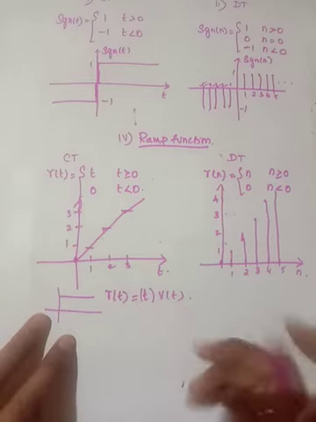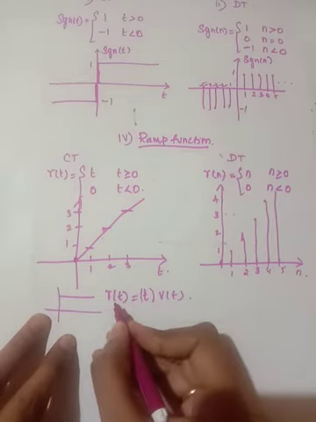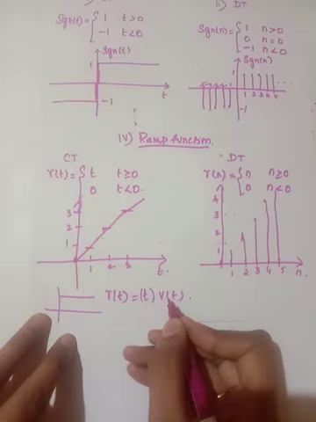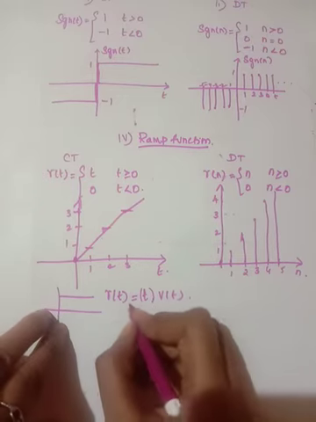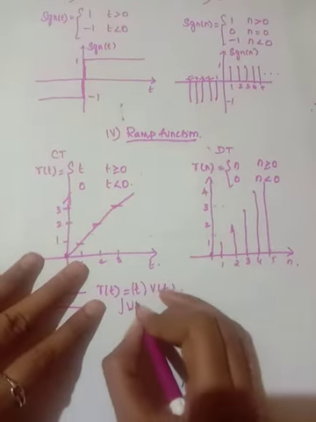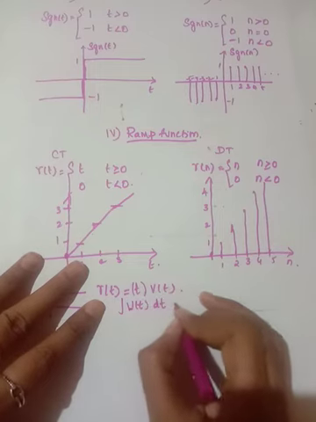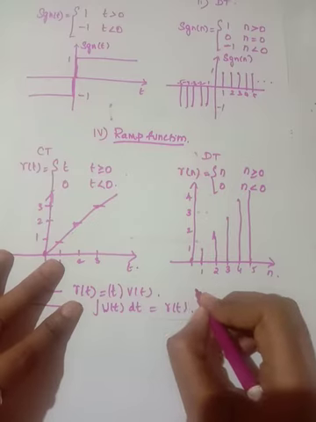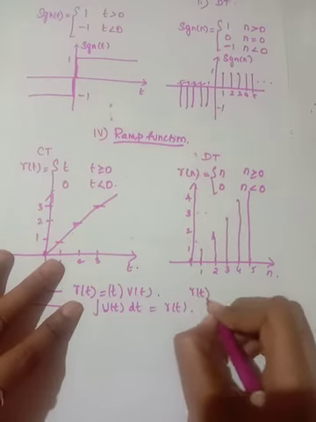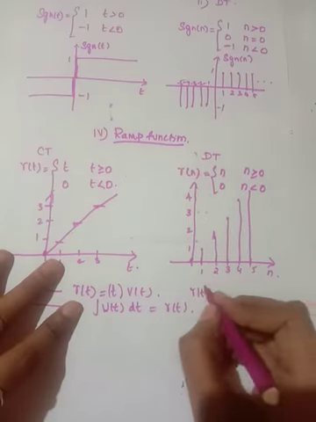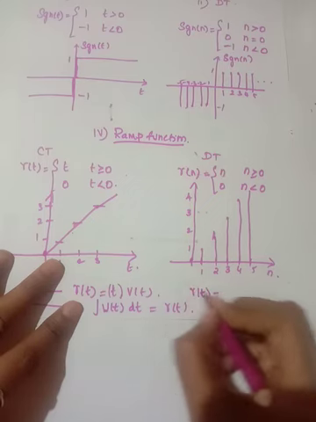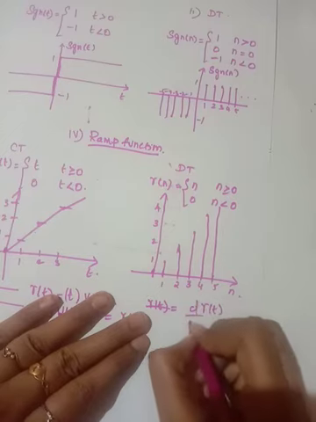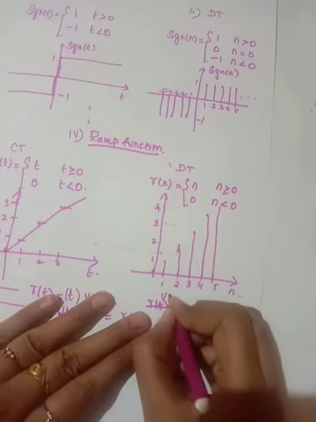So how will you obtain a ramp function? Just by integrating the unit step function. When you integrate the unit step function, you will get a ramp function. Otherwise, if you have r of t and you differentiate it, you will get a unit step function.